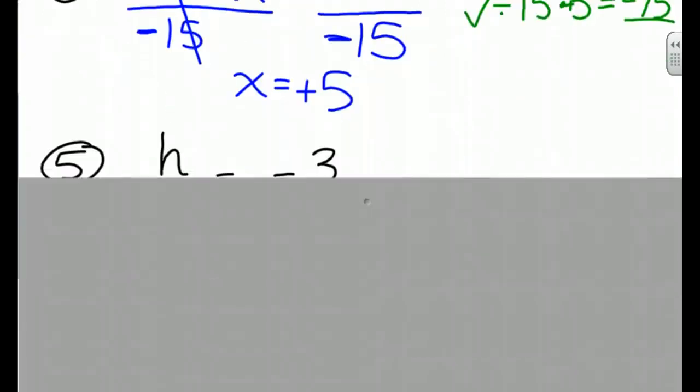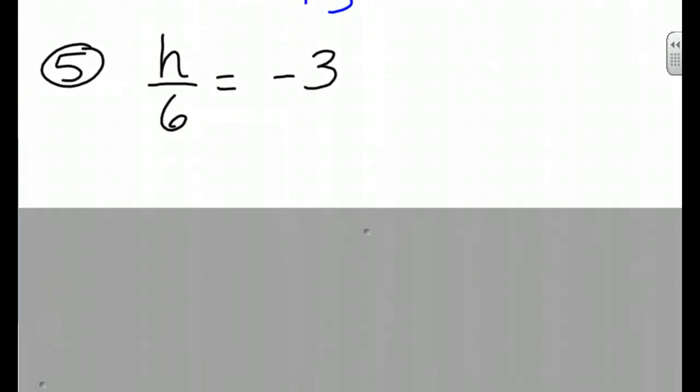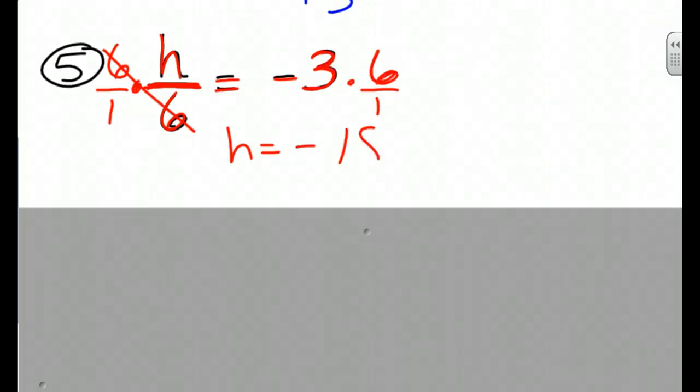Our next one, of course, we're going to do division in our original equation. So it says h divided by 6 equals negative 3. So we want to undo the operation going on between this h and 6. How do we do that? We times both sides by 6 or 6 over 1, whichever is easier for you. It's the same thing. So this becomes 1. We get h equals negative 3 times a positive 6. That's going to give us negative 18.